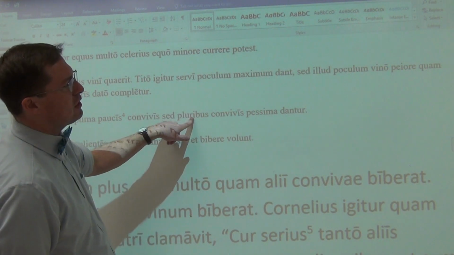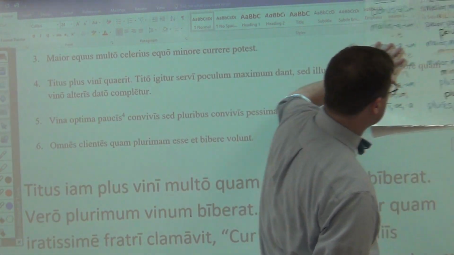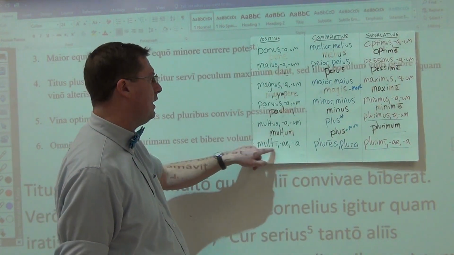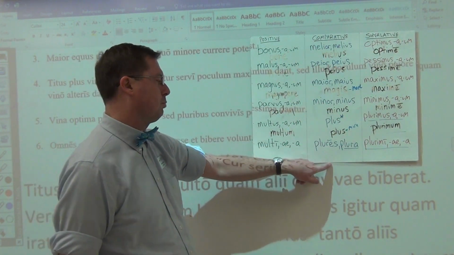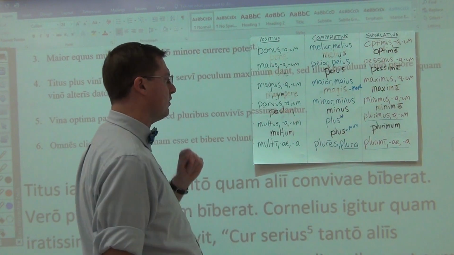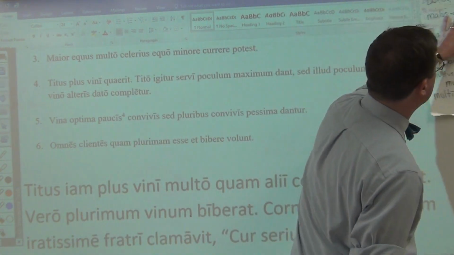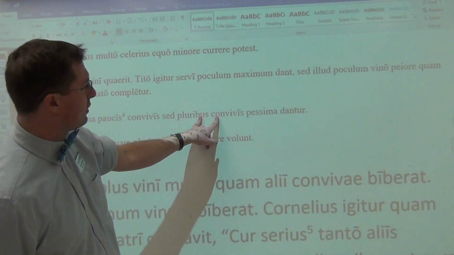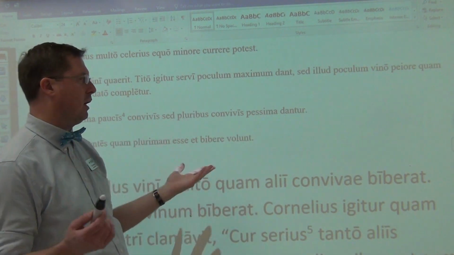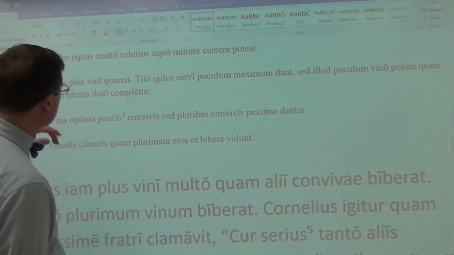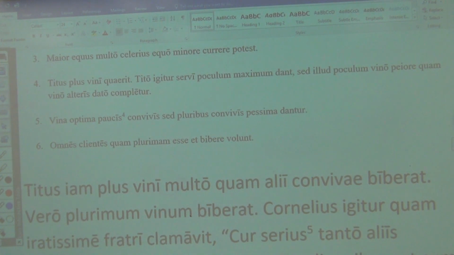But, and pluribus is the comparative of multi. Multi is many, plures, and pluribus being the dative, is going to be more. But to more dinner guests, the worst implied wines are given. Only the senatorial upper classes get the best wines. The rest of them get the worst wines, which is not really true.